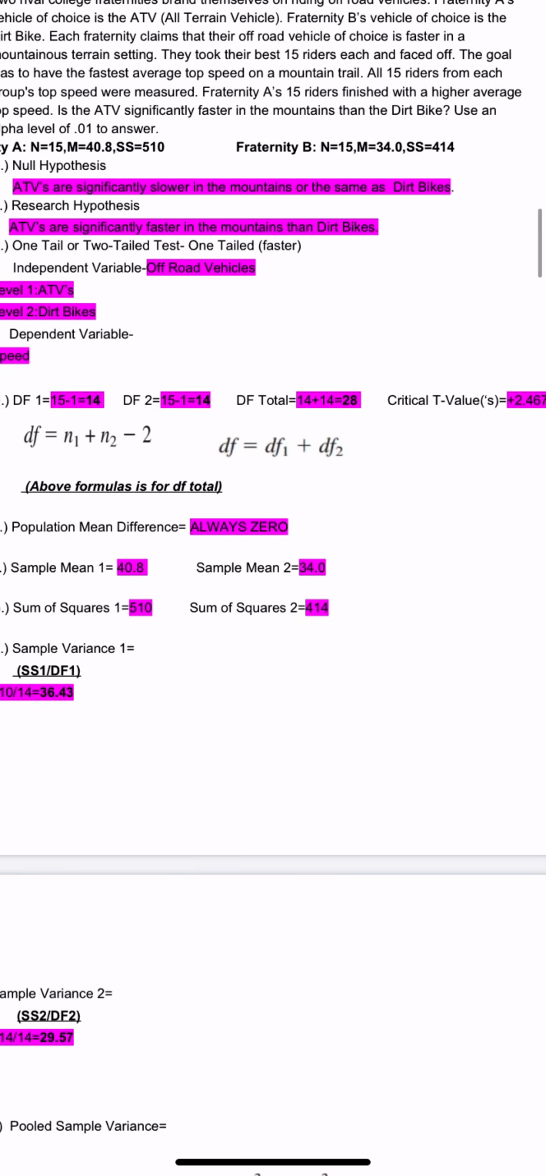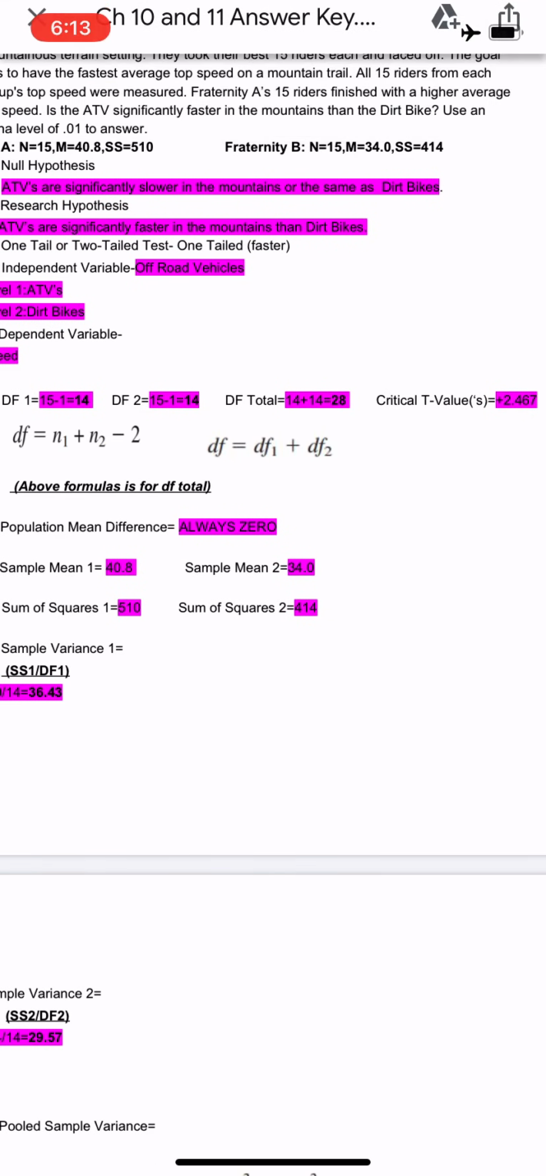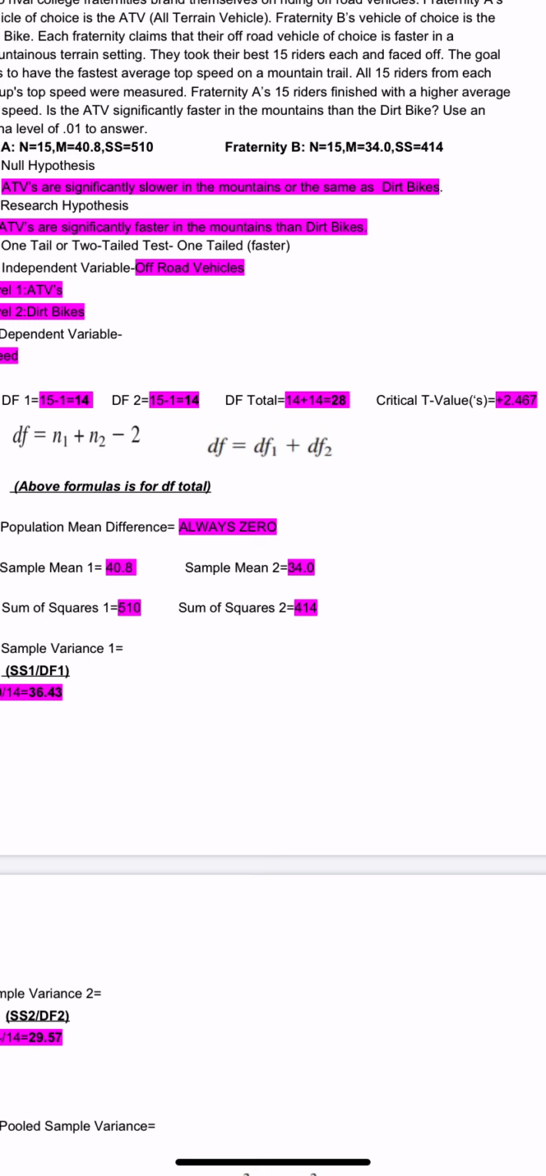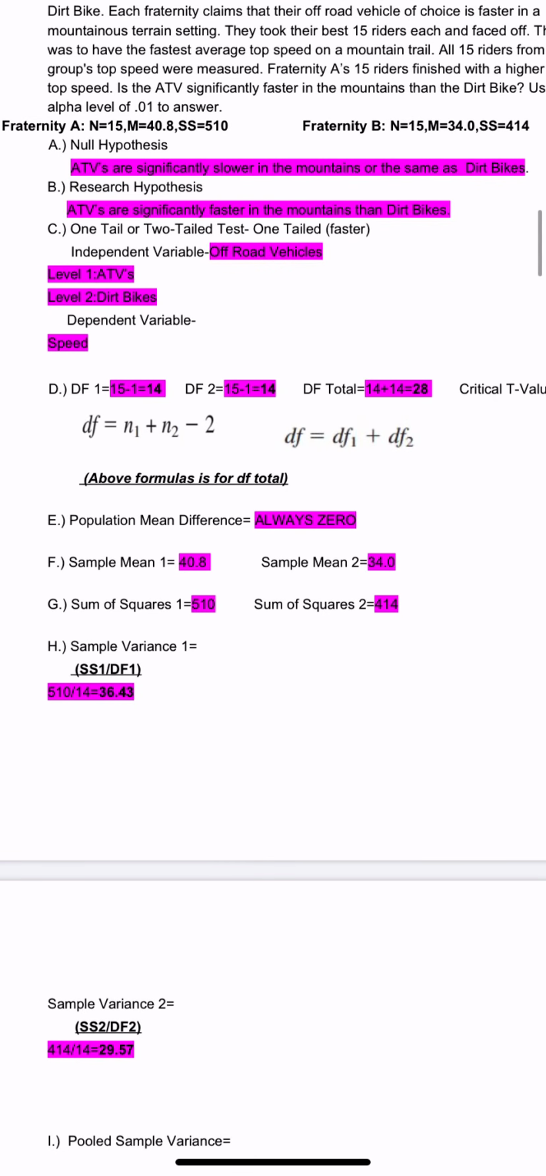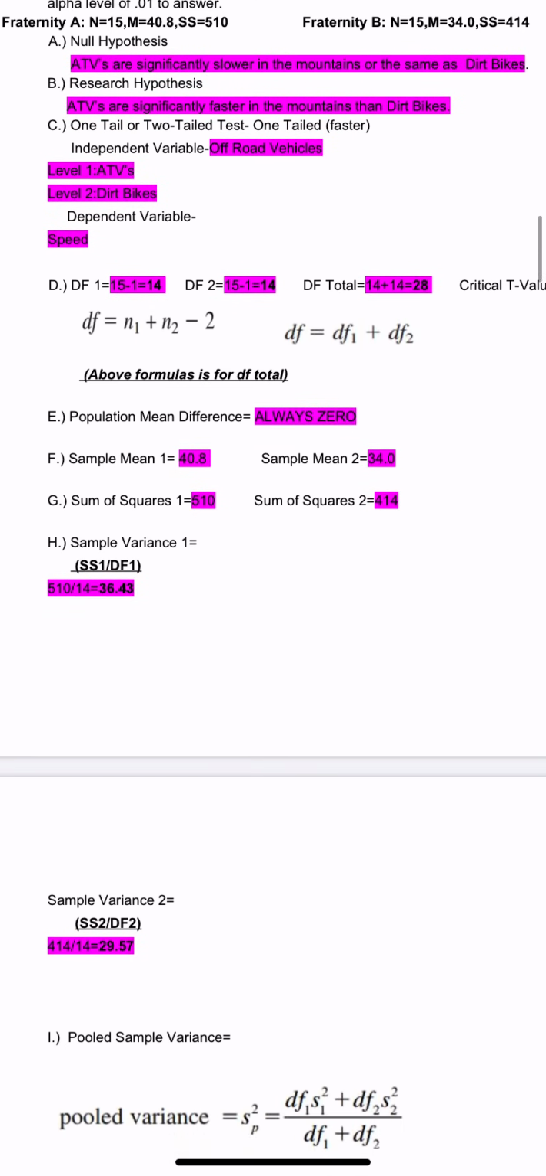Now, it's always very important on a one-tailed test to indicate the correct sign of the critical t. So in this case, we're looking for significantly faster. So in that case, we're going to be using a positive. So that's why the answer is plus 2.467. All right, so the population mean difference is always 0. Go back to the lecture if you want to know why, or read the textbook.